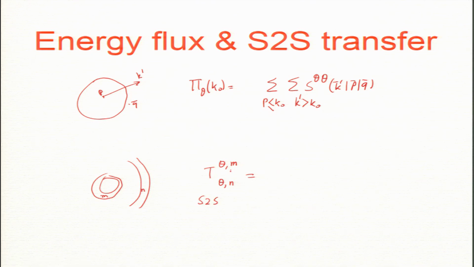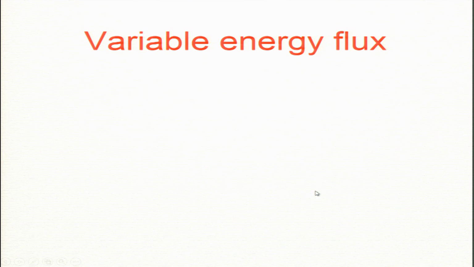So, from top to bottom, this is the notation which we follow, and these again are two sums, S theta theta K prime P Q. So, K prime belongs to the receiver N and P belongs to the giver M. Okay. So, straightforward, we can do variable energy flux. In fact, this is an important concept which ties up convection, scalar, passive scalar and stably stratified flows. Okay. So, this is my combination point, this is a meeting point.